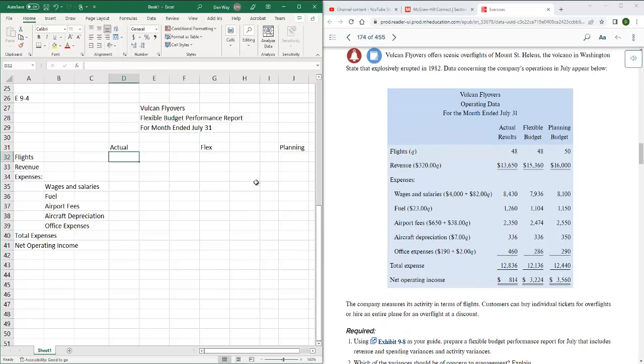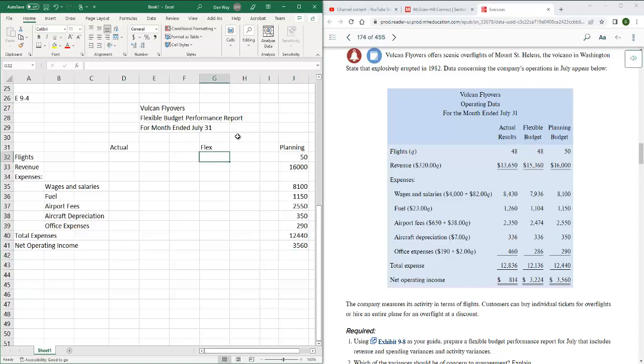Okay, so let's go right to left here. Let's fill in some information for our planning budget. We expected to service 50 flights. We expected before the period ever started to collect $16,000 in revenue from those flights. Our expected wages, $8,100, fuel, $11.50, airport fees, $25.50, depreciation, $350, office expenses, $290. So total expenses there, $12,440 for net income of $35.60.